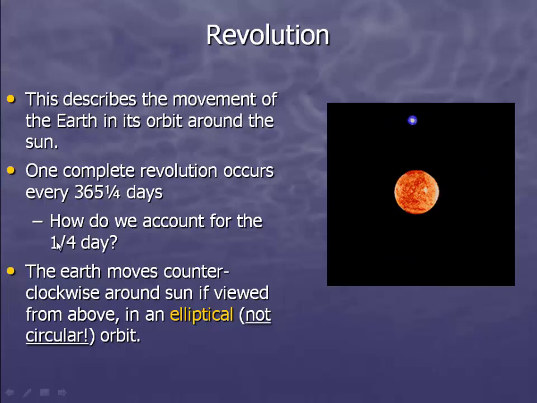Every 4 years, we complete the fraction 4 out of 4, and we add a day at the end of February, and that's known as a leap year. So every 4 years, when we create that 4 out of 4 fraction, we add a day in February.